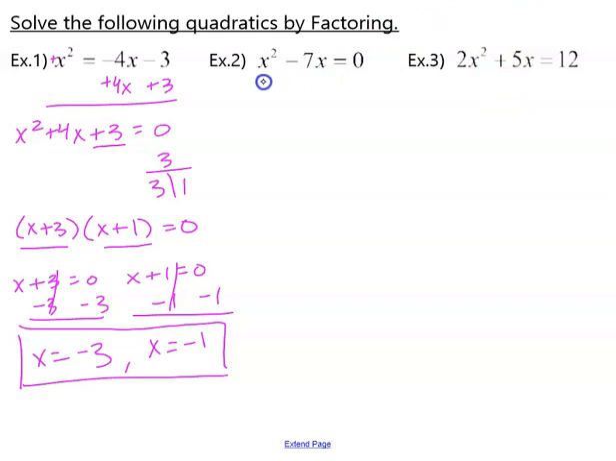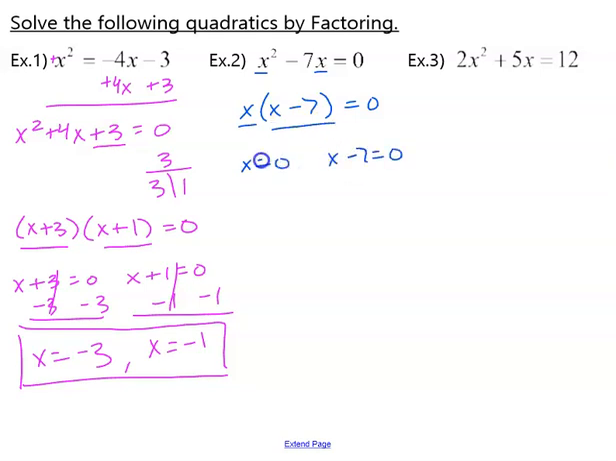When we look at example 2, our equation is already set equal to 0. Now in this one, we don't have that constant term, so we're just going to solve this by factoring out a GCF. Both of these terms have an x, so let's take out an x. So we're left with x times x minus 7 equal to 0. Now we factored this using a GCF, but the remaining steps are the same. We're still going to set each factor equal to 0 and solve for x.